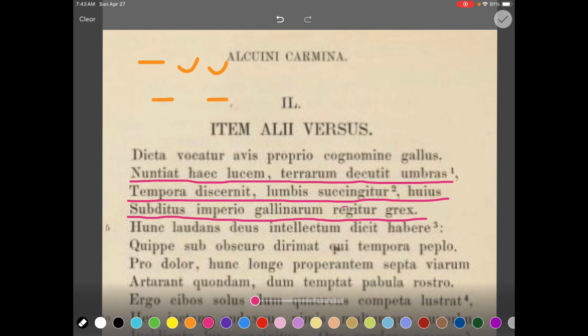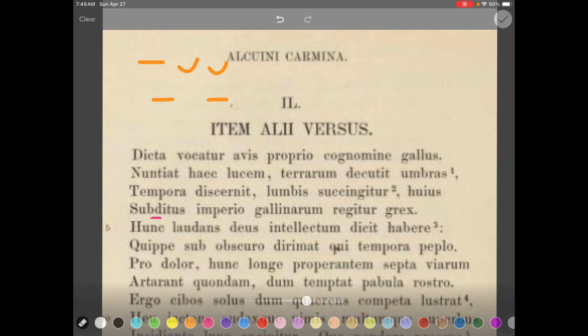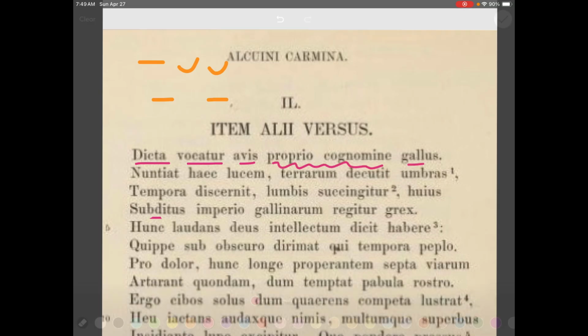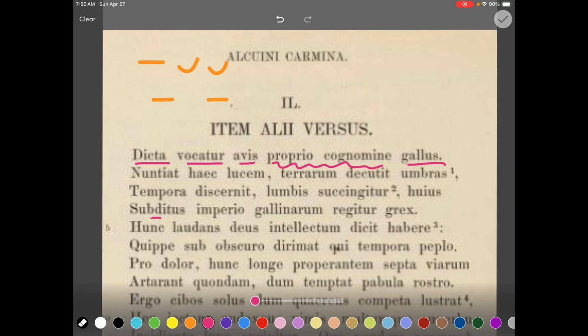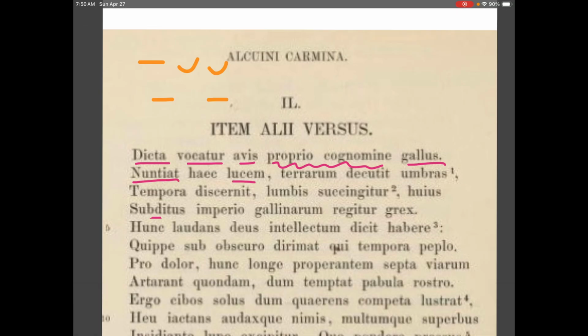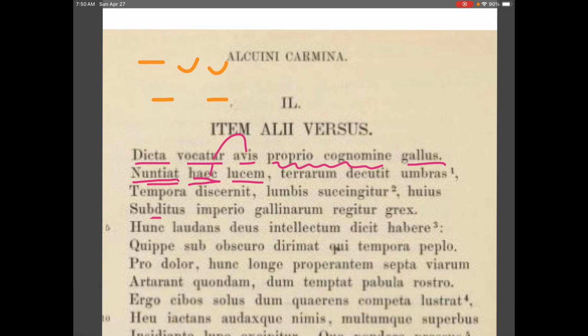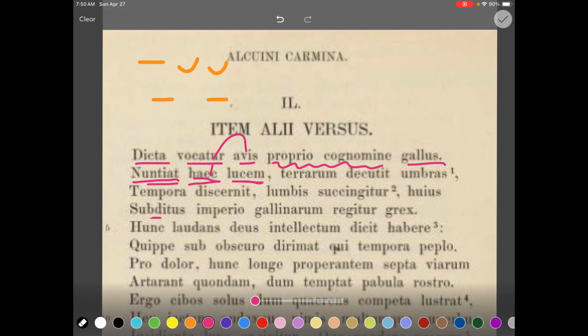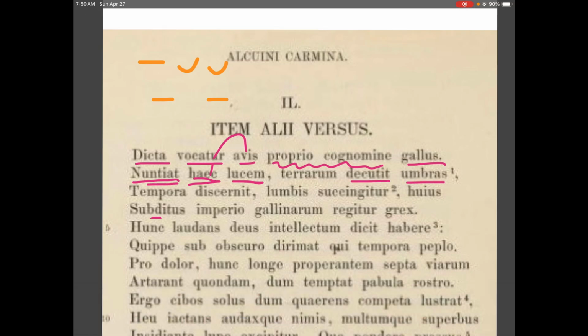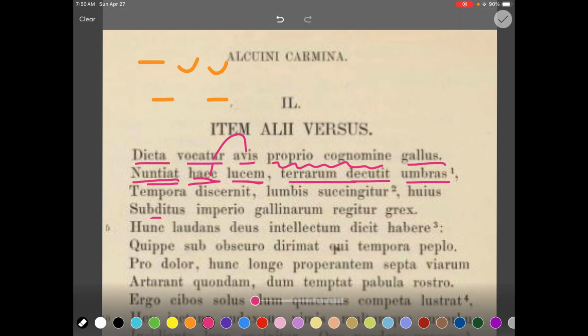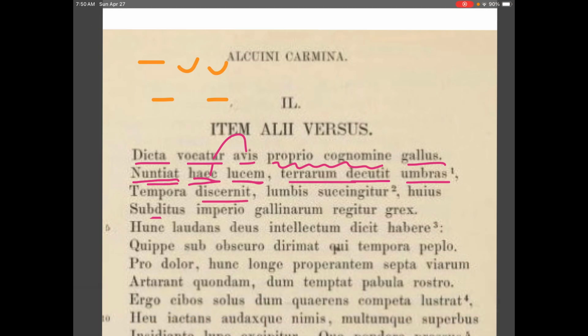So let's take a look at what it means. The first sentence states the topic or theme of the story. The aforesaid bird, feminine singular and nominative, is being called by its own or its proper surname, the gallus, the rooster. This bird, nuntiat, announces the light. I believe haec here is also feminine singular nominative referring to the bird. This bird announces the light. In other words, the rooster crows when the sun rises. It shakes off the shadows of earth, still a reference to the morning and the coming of the dawn. It tells the times.